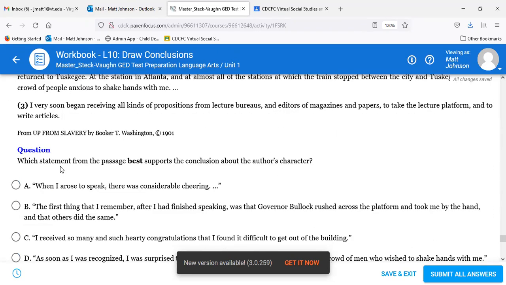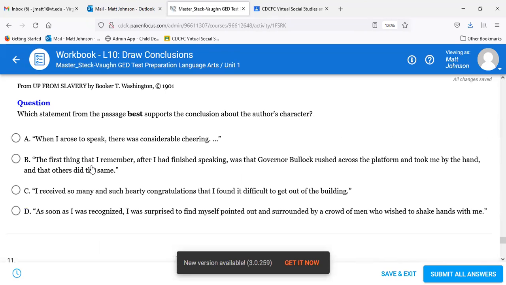And then here, so which statement from the passage best supports the conclusion about the author's character? A, when I arose to speak, there was considerable cheering. B, the first thing that I remember after I had finished speaking was that Governor Bullock rushed across the platform and took me by the hand, and the others did the same. C, I received so many and such hearty congratulations that I found it difficult to get out of the building. Or D, as soon as I was recognized, I was surprised to find myself pointed out and surrounded by a crowd of men who wished to shake hands with me.